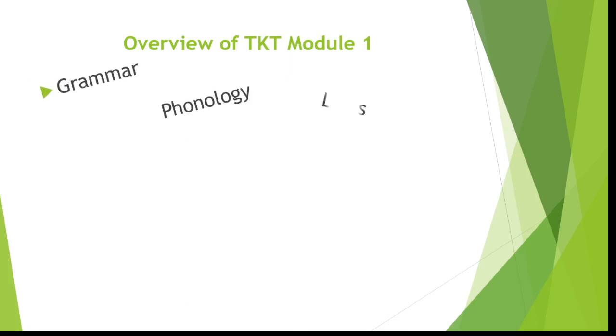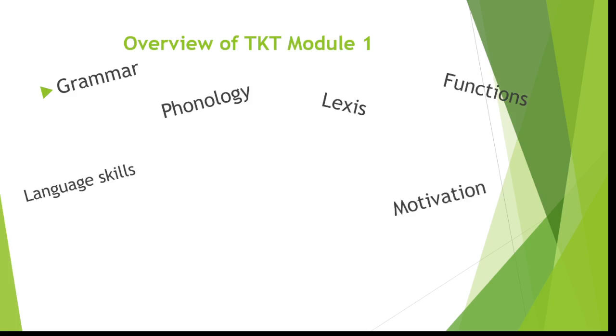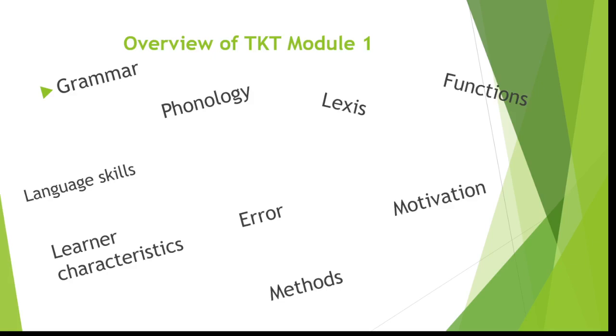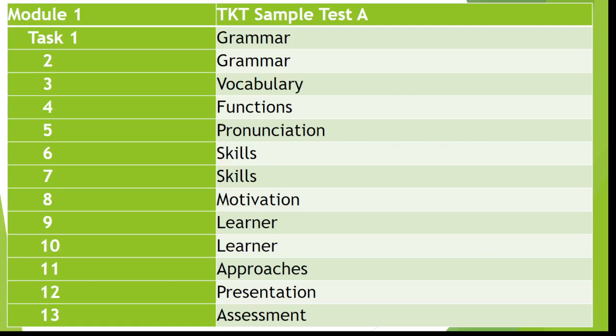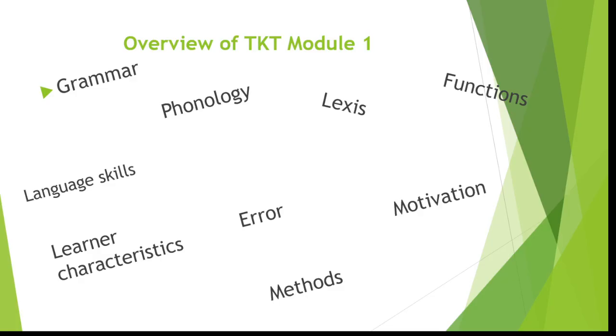Overview of TKT Module 1. Part 1 – Concepts and terminology for describing grammar, lexis, phonology and functions, language skills and subskills. Grammar: parts of speech, the forms and use of grammatical structures. Lexis: types of meaning, word formation, for example prefixes, suffixes, compounds. Word groupings, for example synonyms, antonyms, lexical sets, homophones, collocation.